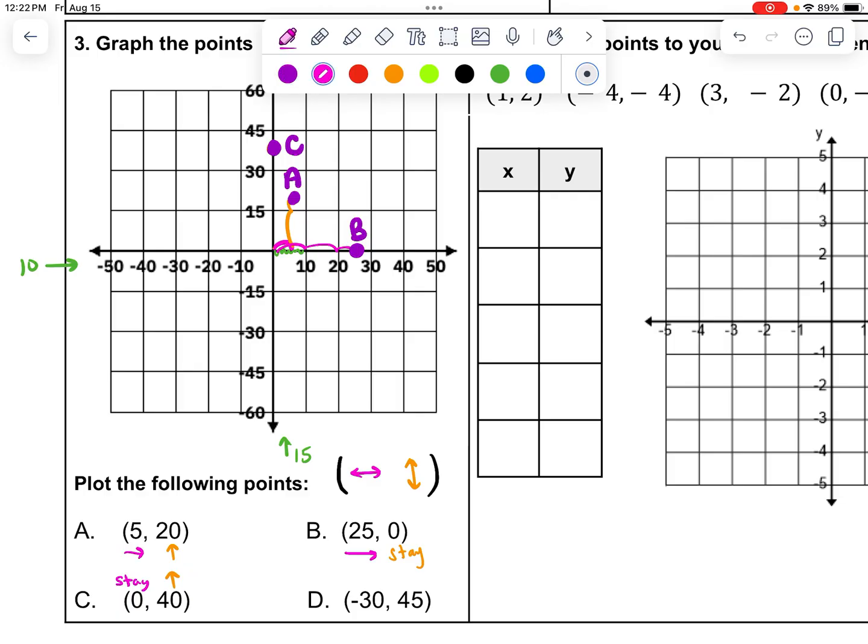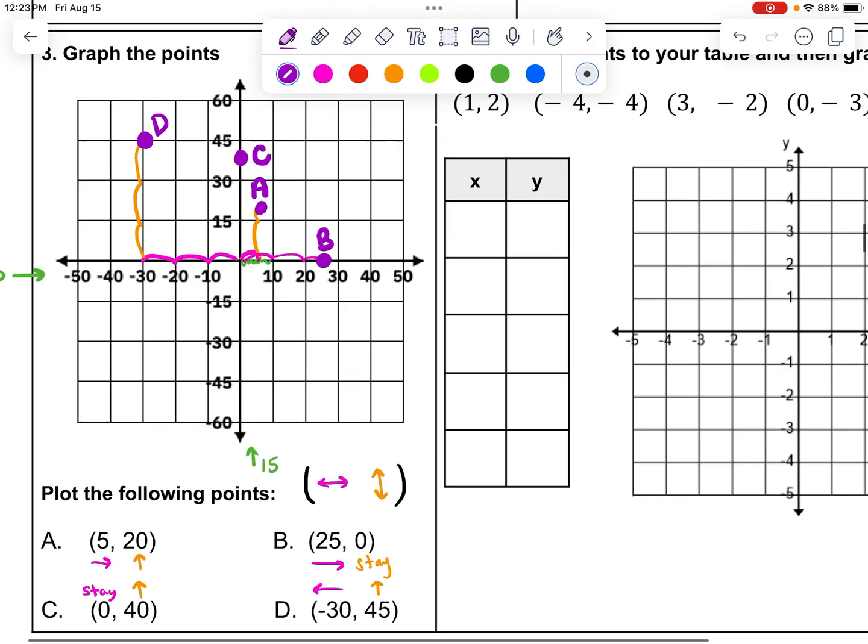Last but not least, for point D, I'm going to go left because it's negative 30. And I'm going to go up 45, which means left 30 would be 10, 20, 30 to here. 45 would be up 15, 30, 45, which is right here. It actually lands nicely on what are called the lattice points, the corners of the grid.